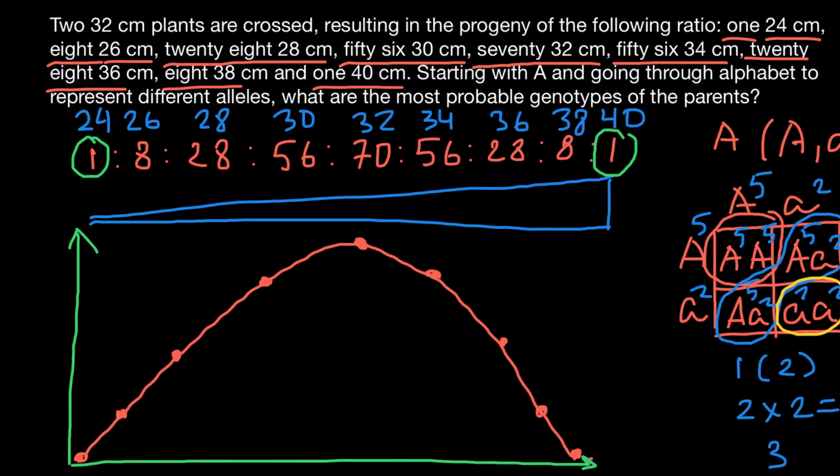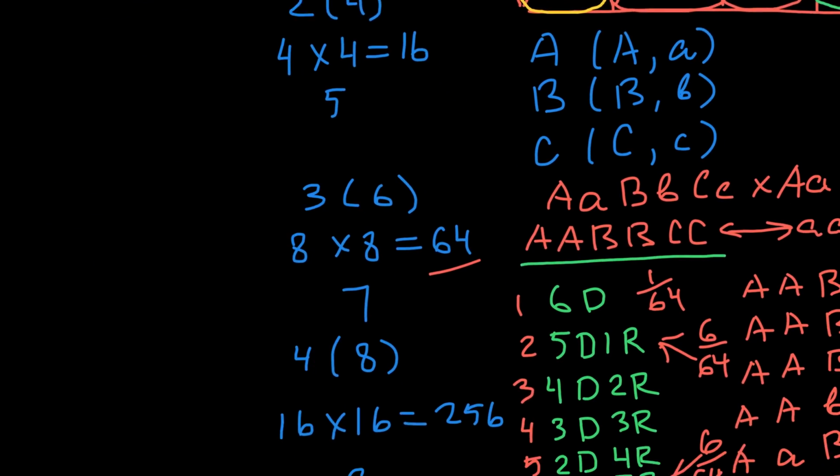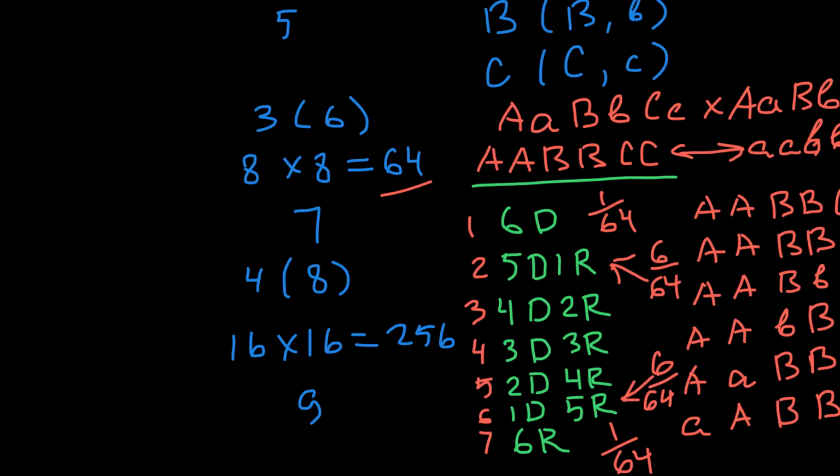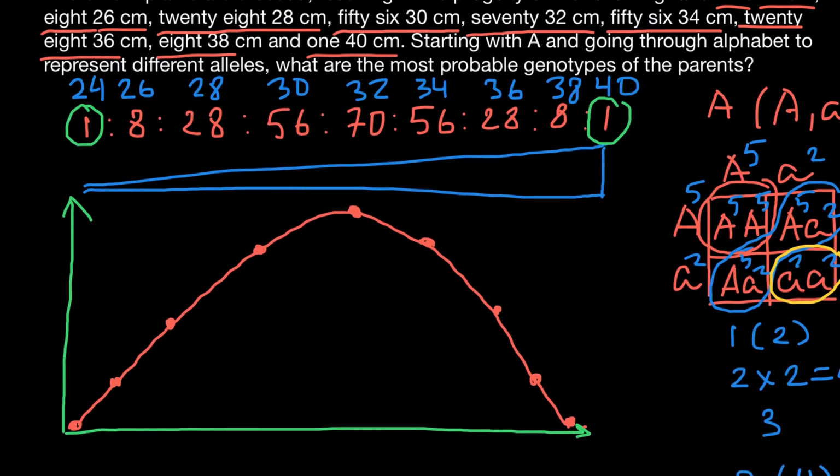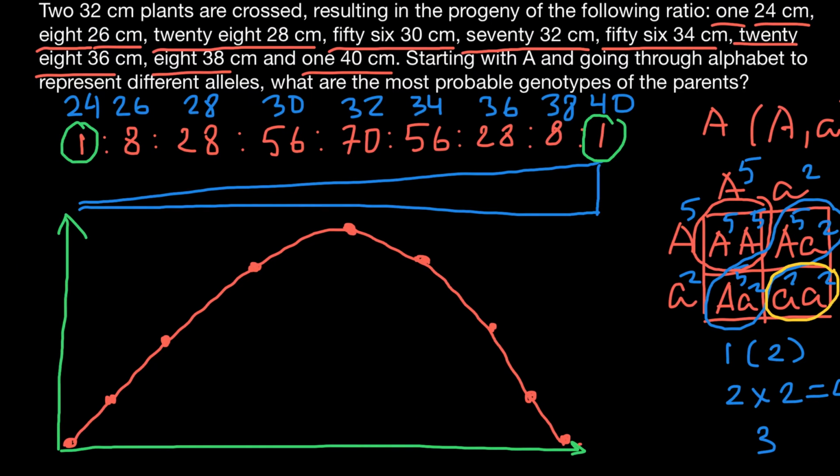We have here 1, 2, 3, 4, 5, 6, 7, 8, 9 classes of different phenotypes, and we have found that we can get 9 classes if we have 4 genes, 8 alleles. So we almost solved this problem. Now let's check what the question is. Starting with A and going through the alphabet to represent different alleles, what are the most probable genotypes of the parents?